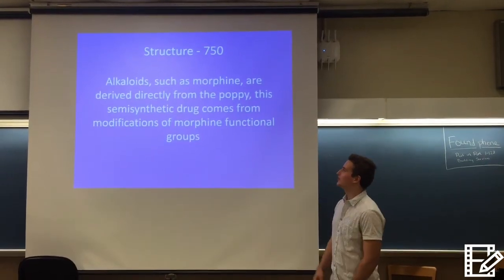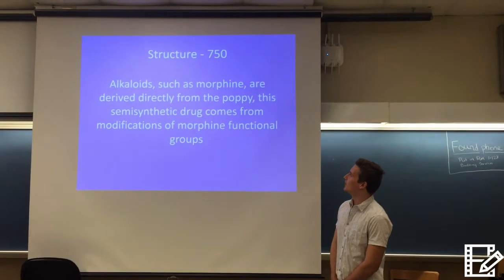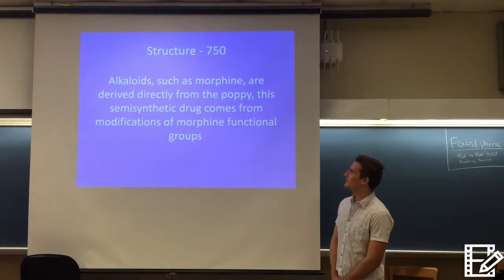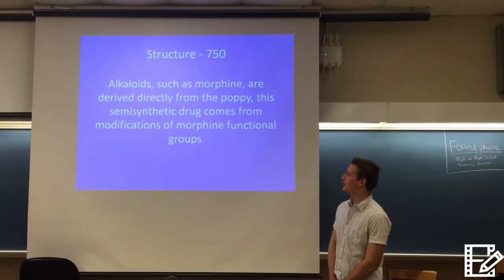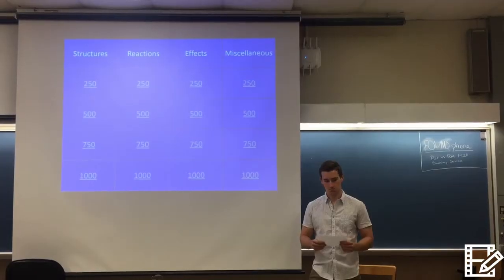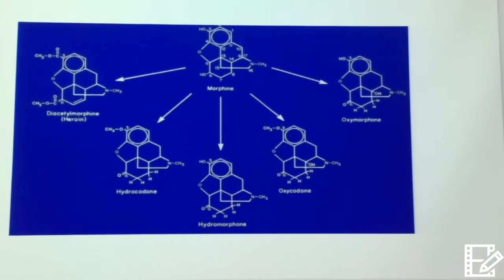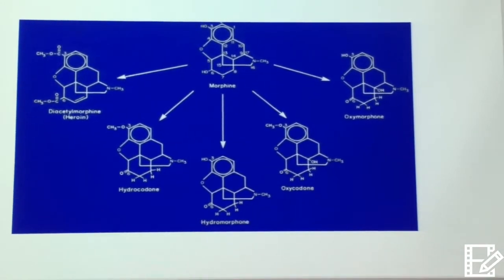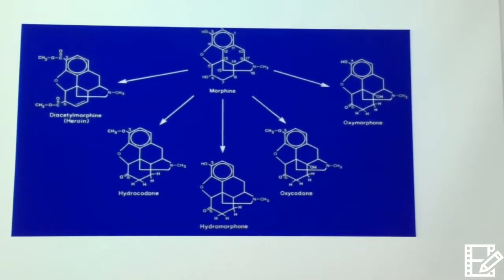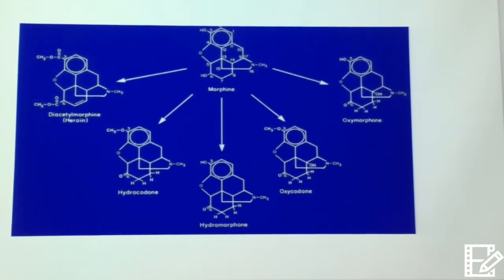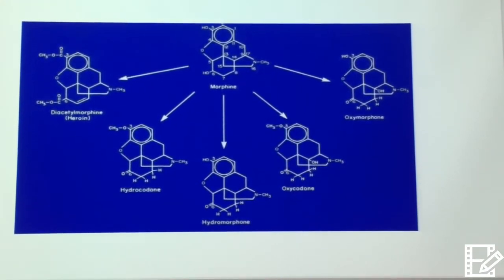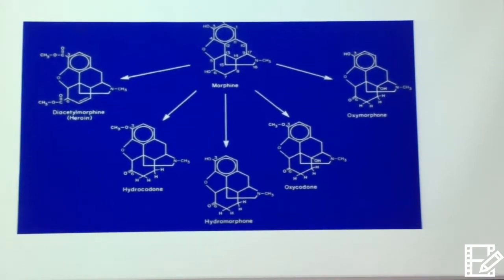Structures for 750. Alkaloids such as morphine are derived directly from the poppy. This semi-synthetic drug comes from modifications of morphine functional groups. What is hydrocodone? That's correct. As opposed to morphine, you can see hydrocodone has a ketone in the bottom left corner and an ether at the top left corner, along with some other drugs that are also derivatives. Some might have ethers and some also have ketones. I'll finish it off with 1,000 for structures.